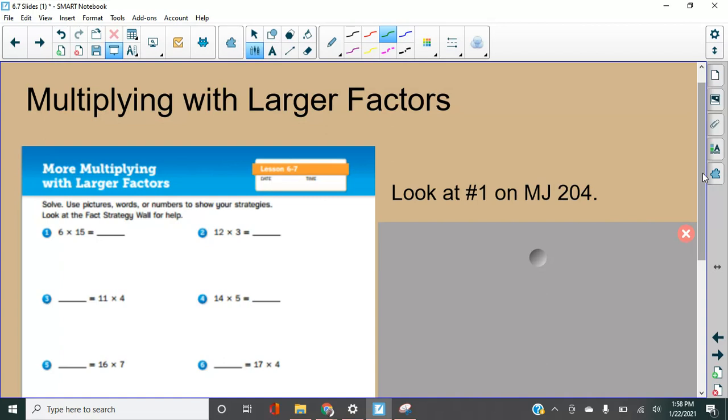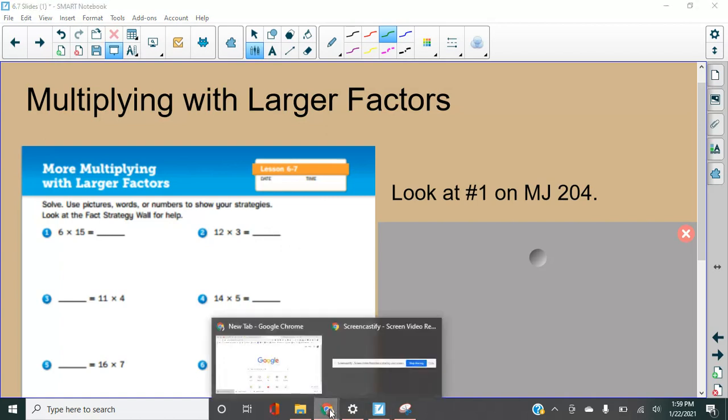Our goal here is to be able to apply some strategies that we know about decomposing factors to be able to multiply with larger factors. When I say factors, remember, I am talking about the numbers that we multiply, right? In number 2, 12 is a factor, 3 is a factor. The answer is the product. All right. If you need any help, be sure to reach out, and good luck.